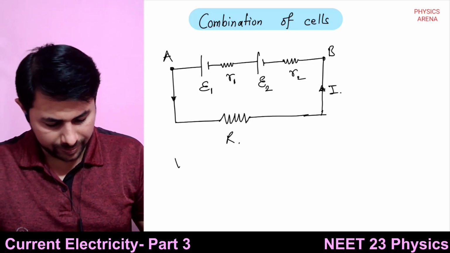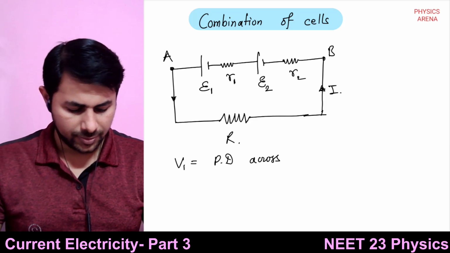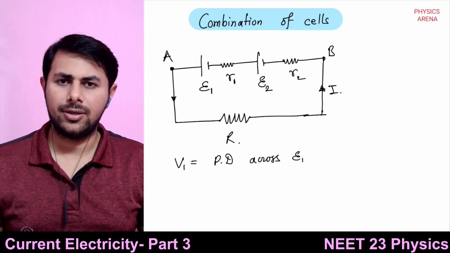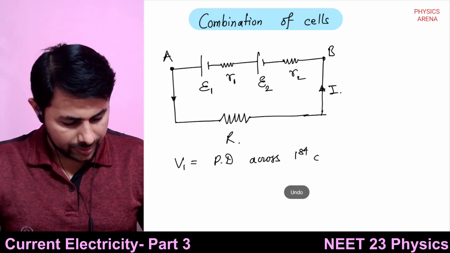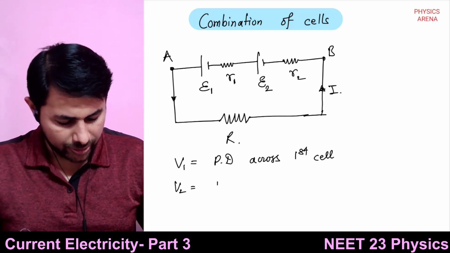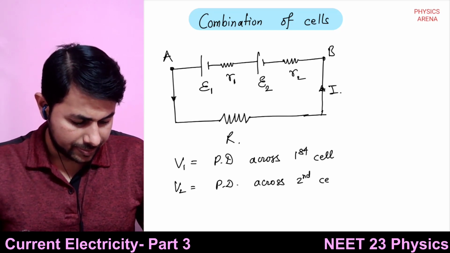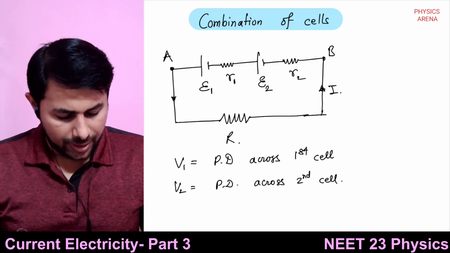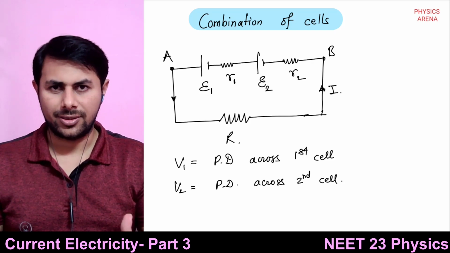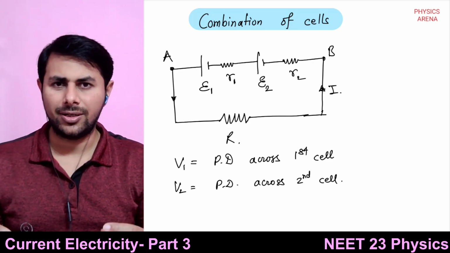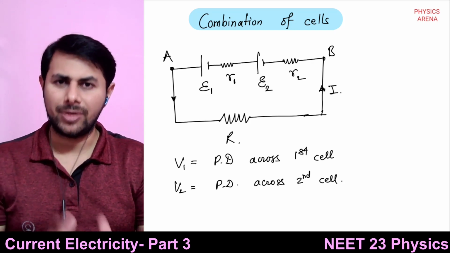Let's suppose V1 is the potential difference across the first cell, and V2 is the potential difference across the second cell, right? So how much is the potential difference across the combined cells? If you consider the series combination of two cells, how much would be the potential difference? It will be V1 plus V2.